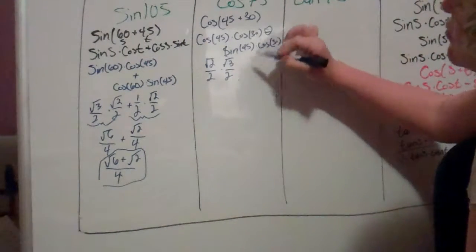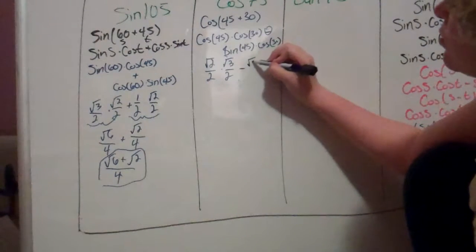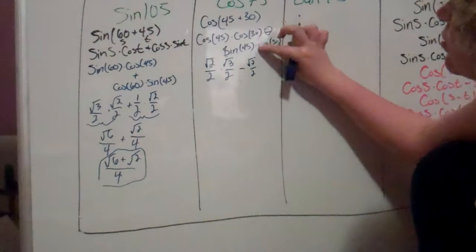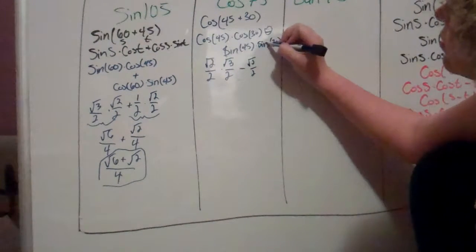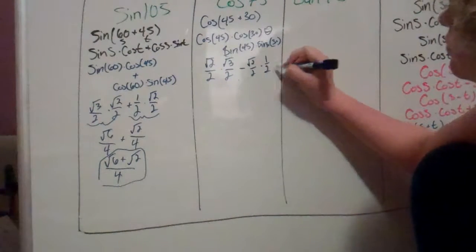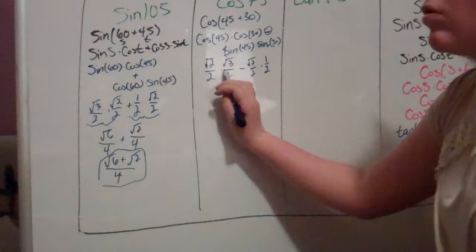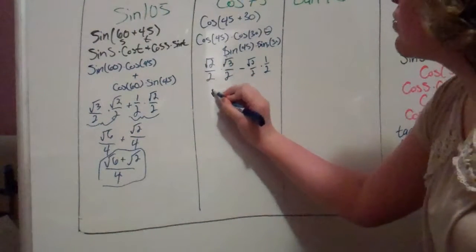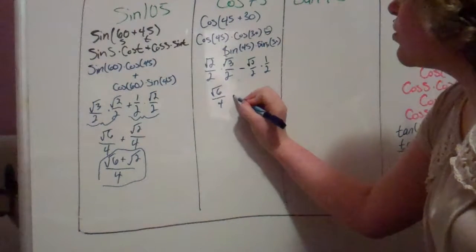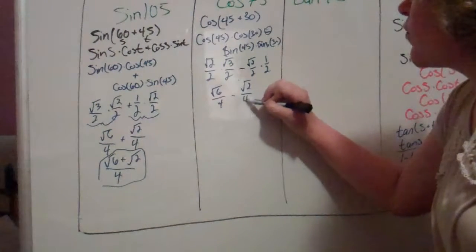We will keep our subtraction sign from before. Sine of 45 will be square root of 2 over 2. Oops. It should be sine of 30, which will be 1/2. Now, since common denominator and there's some multiplying, we can go straight across. Square root of 6 over 4 minus square root of 2 over 4.